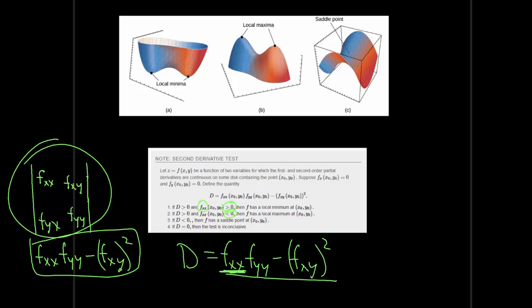Now, if D is less than 0, then you have a saddle point, end of story. If D is equal to 0, then you just have an inconclusive test. So here's the thing: D greater than 0, you have a max or a min. As soon as you discover that D is greater than 0, you go back and look at fxx. If it's greater than 0, min; less than 0, max. So let's see how we could use this.